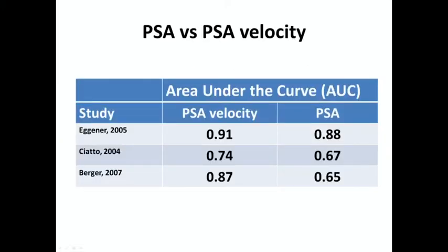So let's look at another test. There's the PSA, which we've been discussing, and then there's a thing called the PSA velocity. And the PSA velocity is measuring the PSA over time and looking at the rate it's increasing. And here we're looking at the area under the curve, which again we just mentioned before is a measure of diagnostic accuracy. And we can use that to compare two tests and eliminate the threshold problem. So the PSA velocity from these three different studies, here the one by Eggener, Sciatto, and Berger, it's always higher for the PSA velocity. So we can say that the PSA velocity test is more accurate for discriminating people with prostate cancer than the PSA test is. So there's an example of the use of the area under the curve.